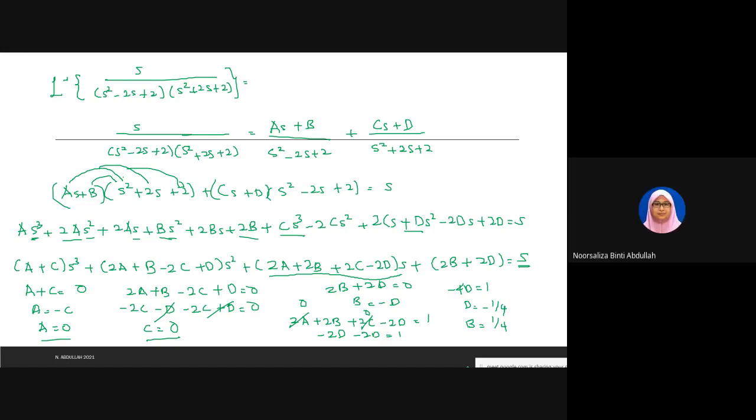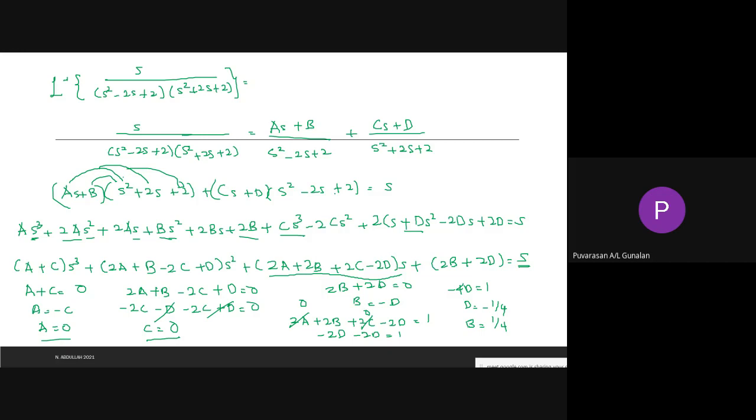Doktor, C tu memang kosong, C kosong. Okay, sebab you gantikan dekat sini kan? Sini kosong. Okay, dah habis salin? Doktor, nak tanya.